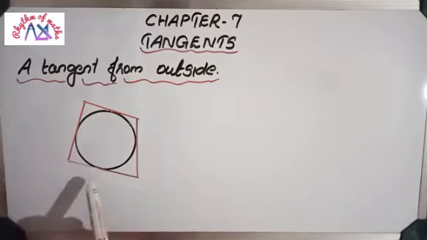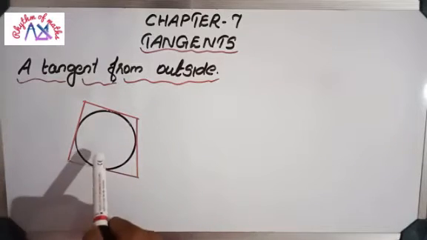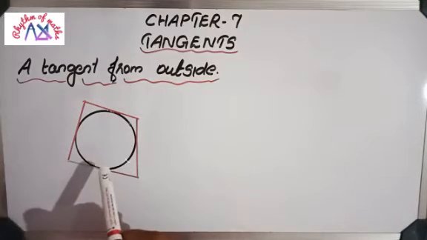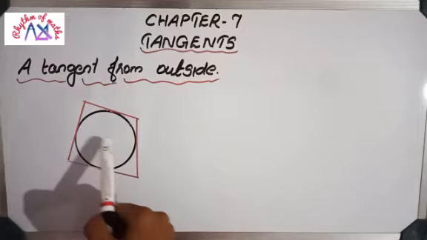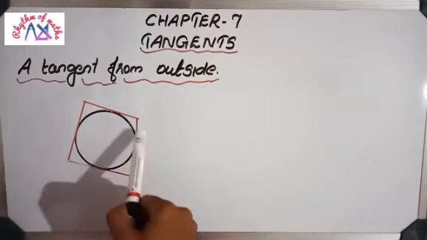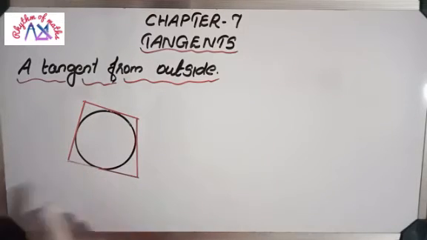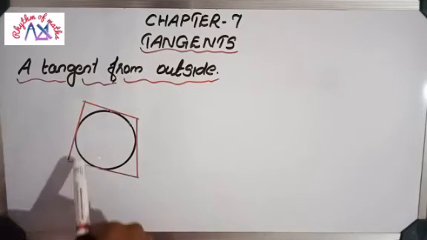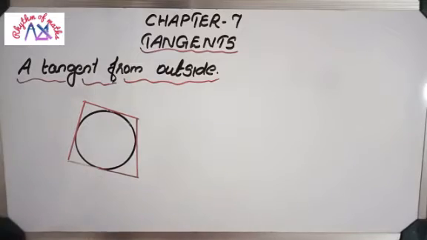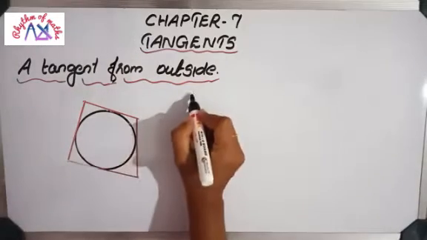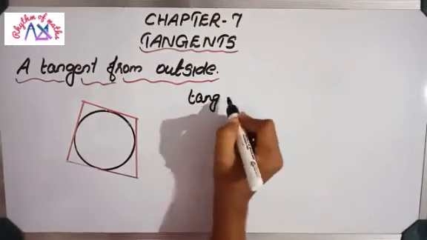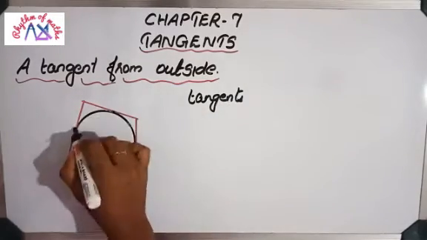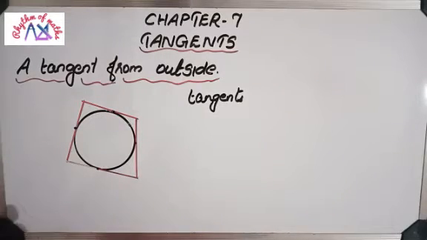In order to learn the second concept, consider this figure. Here you can see one circle, and outside the circle there is a quadrilateral, and all four sides of this quadrilateral touch the circle. Sides touch the circle means all four sides we can consider as tangents, because they are touching the circle at a particular point.